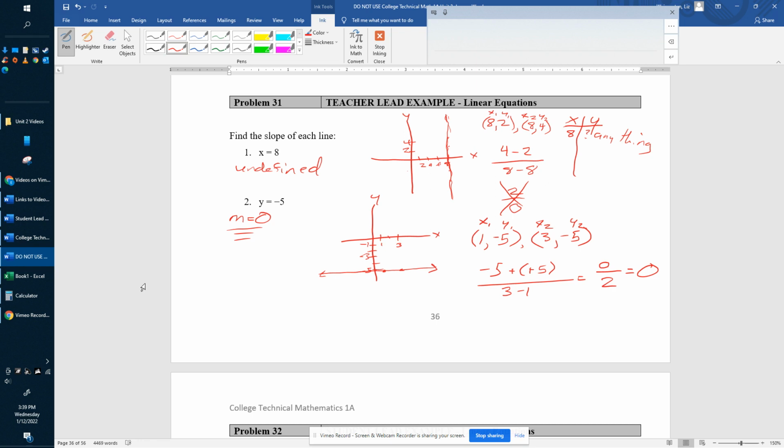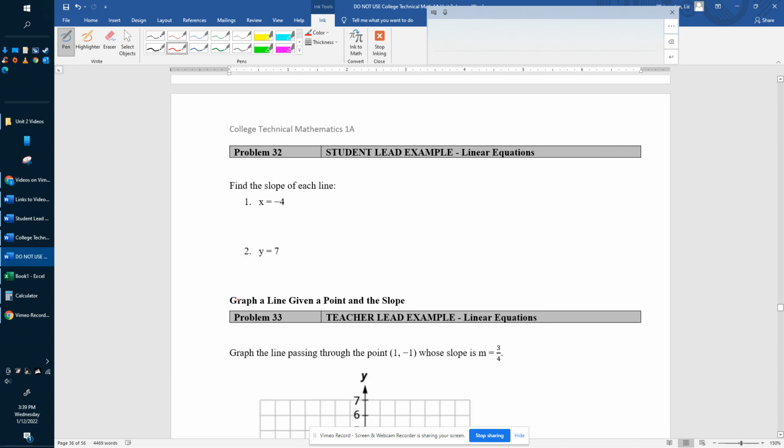So know that when you see x equals something, straight up by itself, and you're asked the slope, it's undefined. Y equals something, the slope is 0. So hopefully that'll make problem 32 go by like a breeze for you. You could probably do it while I'm talking to you right now. But go ahead and pause the video, fill in those little blanks, and we'll come back and talk about problem 33.